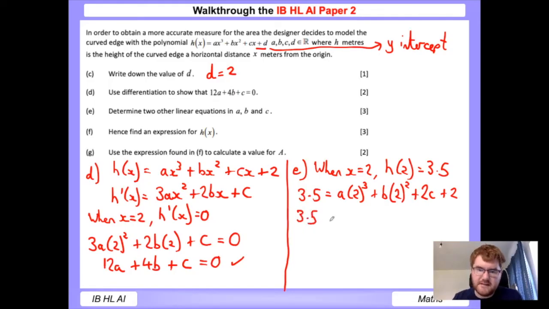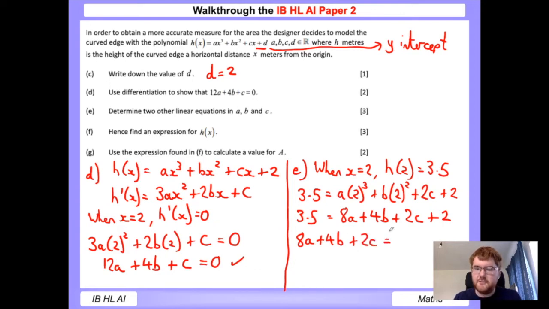And let's just simplify this out. I'm going to need more room on my next slide. So we get 8a plus 4b plus 2c plus 2. And I want to get everything number-wise on the left-hand side. You'll see why later on. So I'm going to rewrite this slightly as this. I'm just taking 2 from both sides here to give me 1.5. So that's my next linear equation.